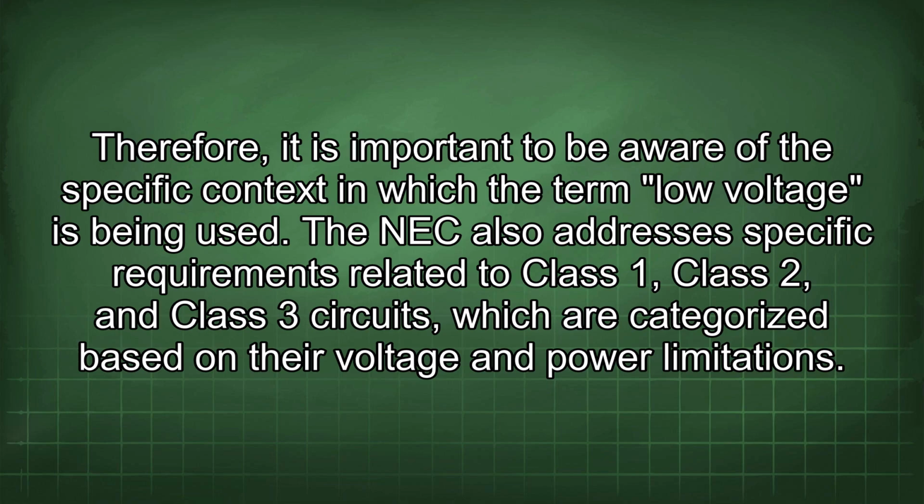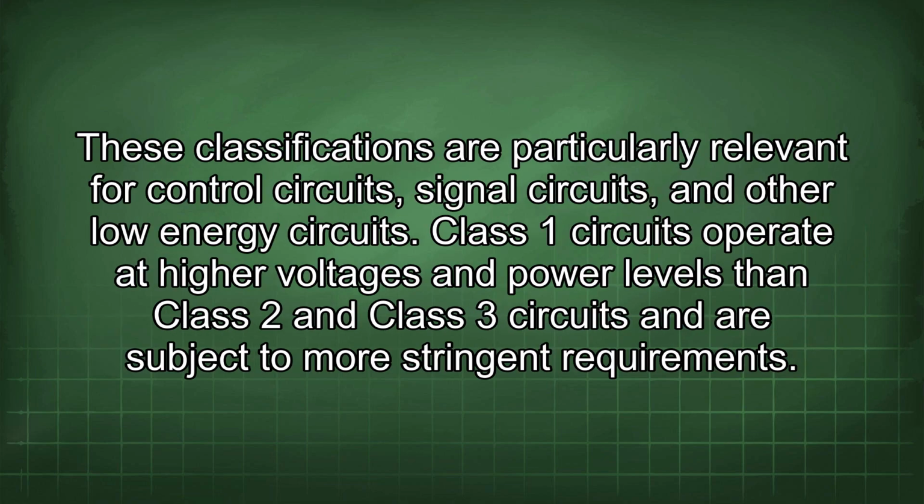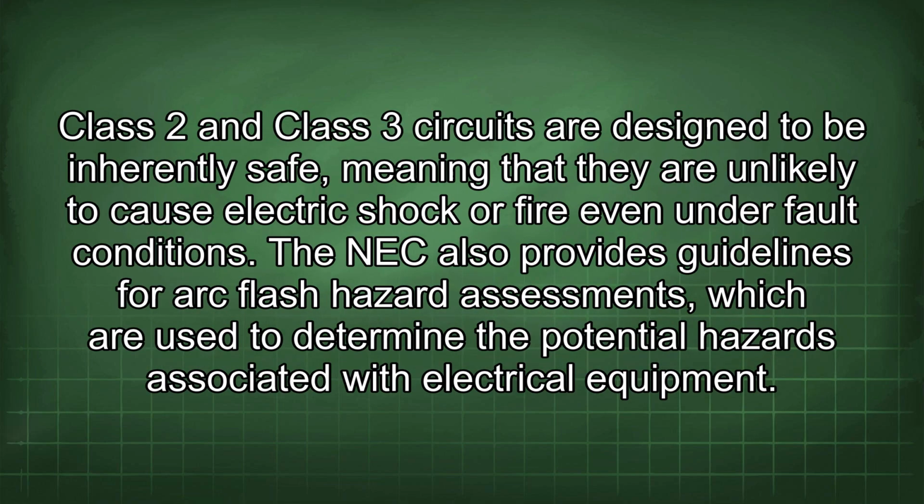The NEC also addresses specific requirements related to Class 1, Class 2, and Class 3 circuits, which are categorized based on their voltage and power limitations. These classifications are particularly relevant for control circuits, signal circuits, and other low-energy circuits. Class 1 circuits operate at higher voltages and power levels than Class 2 and Class 3 circuits and are subject to more stringent requirements. Class 2 and Class 3 circuits are designed to be inherently safe, meaning that they are unlikely to cause electric shock or fire, even under fault conditions.